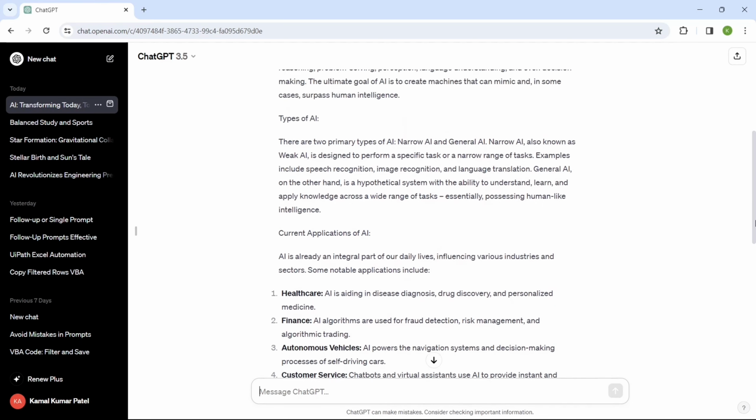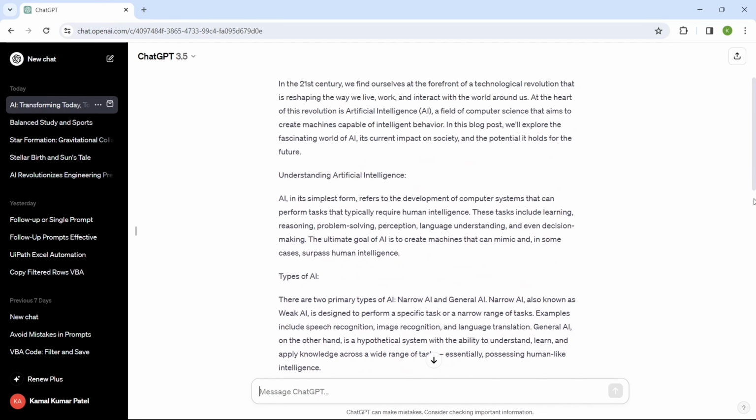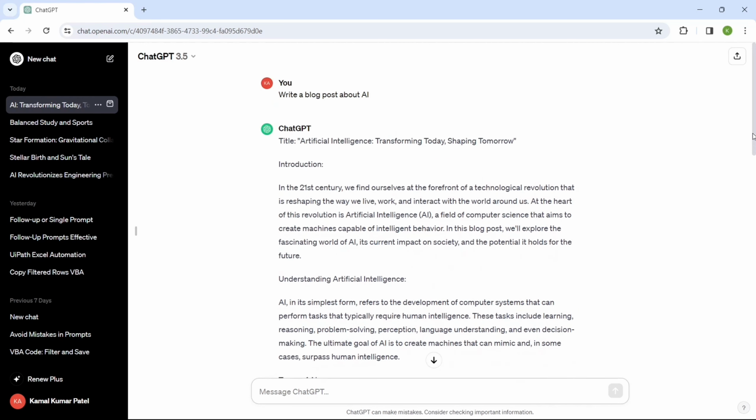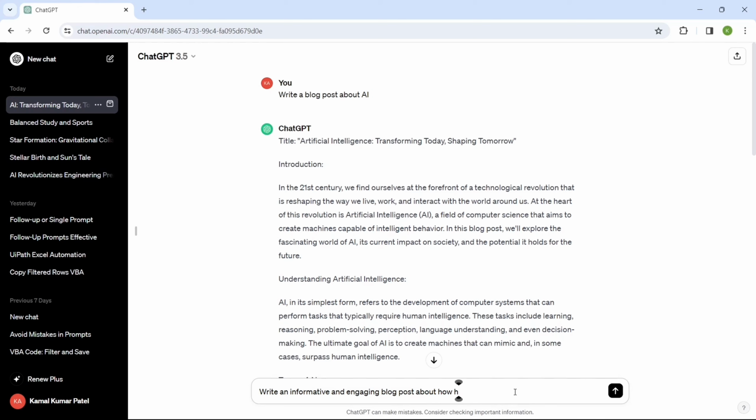So you can see this result. It is not very specific and it looks very boring and not interesting enough to read. So we have to avoid this mistake. Now I need to change my prompt. So the better prompt would be: write an informative and engaging blog post about how AI can help students preparing for placements and highlight the key points.